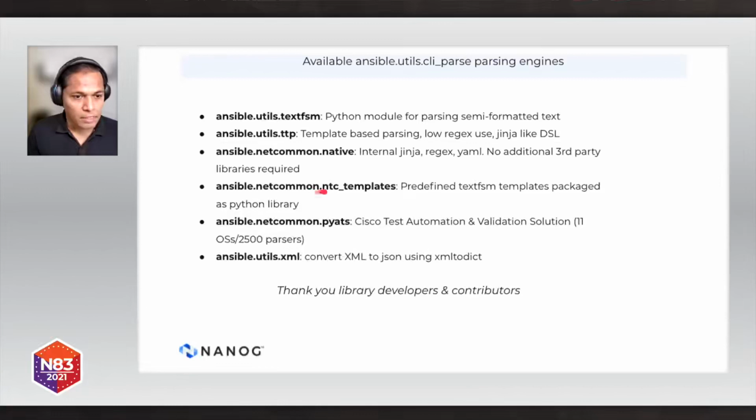Then ansible.netcommon and NTC. NTC has defined a bunch of predefined TextFSM templates and they are packaged as a Python library. Then the pyATS library, that is Cisco Test Automation and Validation. You will have to install the pyATS Python library for this to work. And XML is used to convert XML to JSON data using the xmltodict Python library.